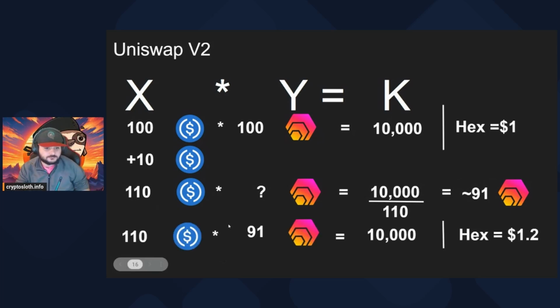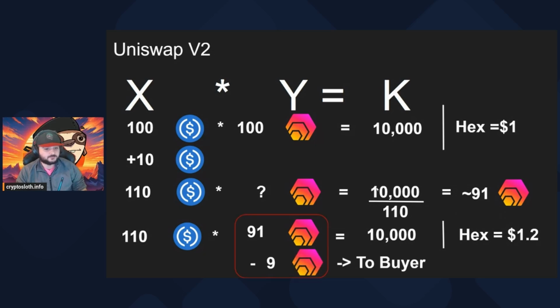And so, if we multiply 110 by 91, we basically get back to 10,000. And if you notice, the price of Hex has gone from $1 to $1.20, which makes sense because somebody's buying the token. If you're buying up the token, the price is going up. Now, how many tokens are given to the person executing the swap?